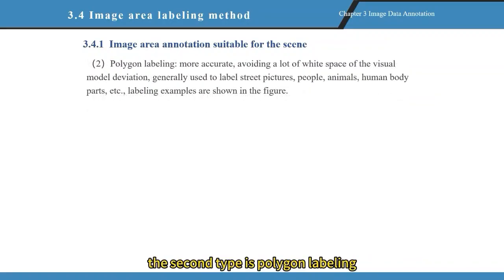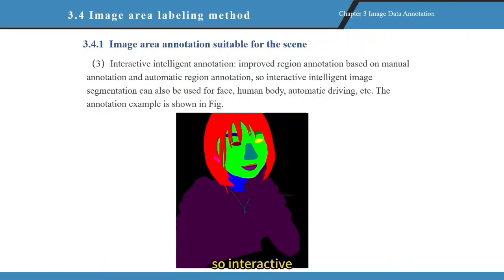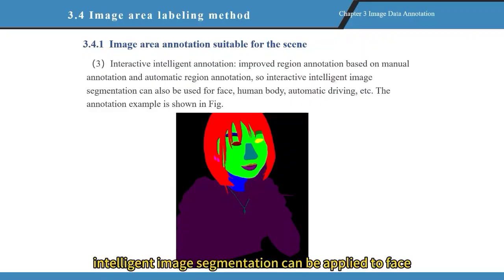The second type is polygon labeling. It is more accurate as it can avoid a lot of white space and visual model deviation. It is commonly used to label street pictures, people, animals, and human body parts. Labeling examples are presented in the figure. The third type is interactive intelligent annotation. It is an improved region annotation method based on manual and automatic region annotation. So, interactive intelligent image segmentation can be applied to face, human body, and autonomous driving, etc. An annotation example is shown in the figure.